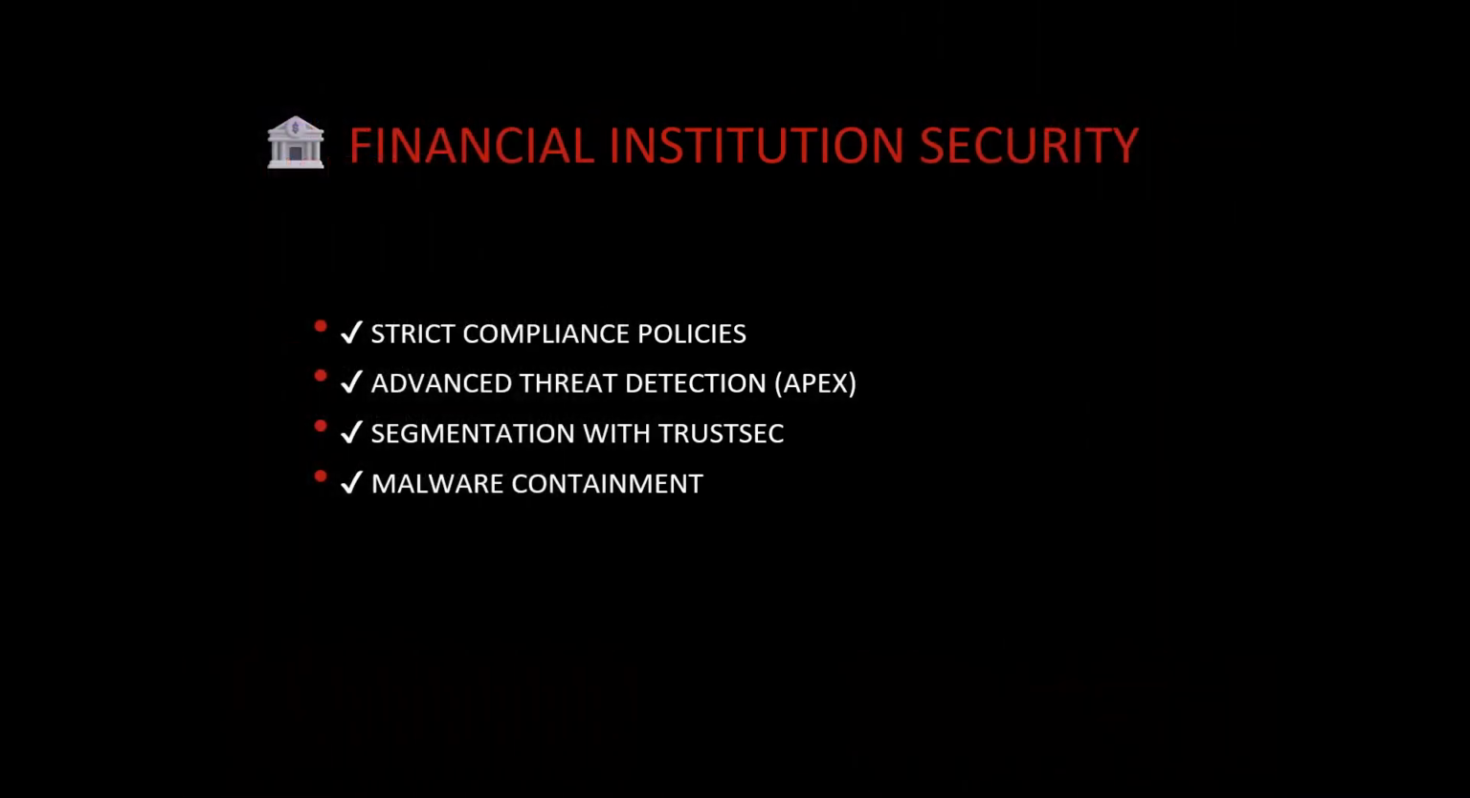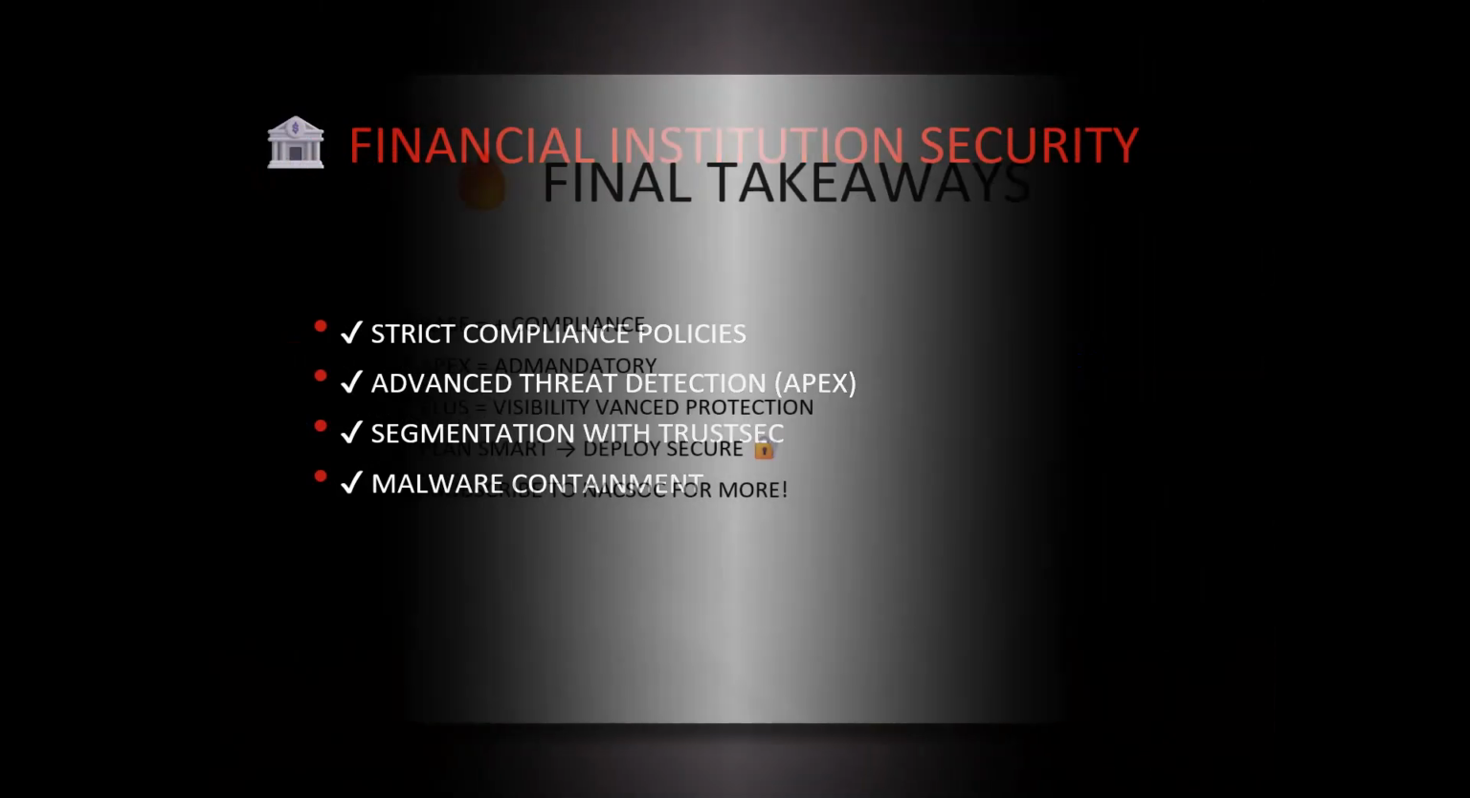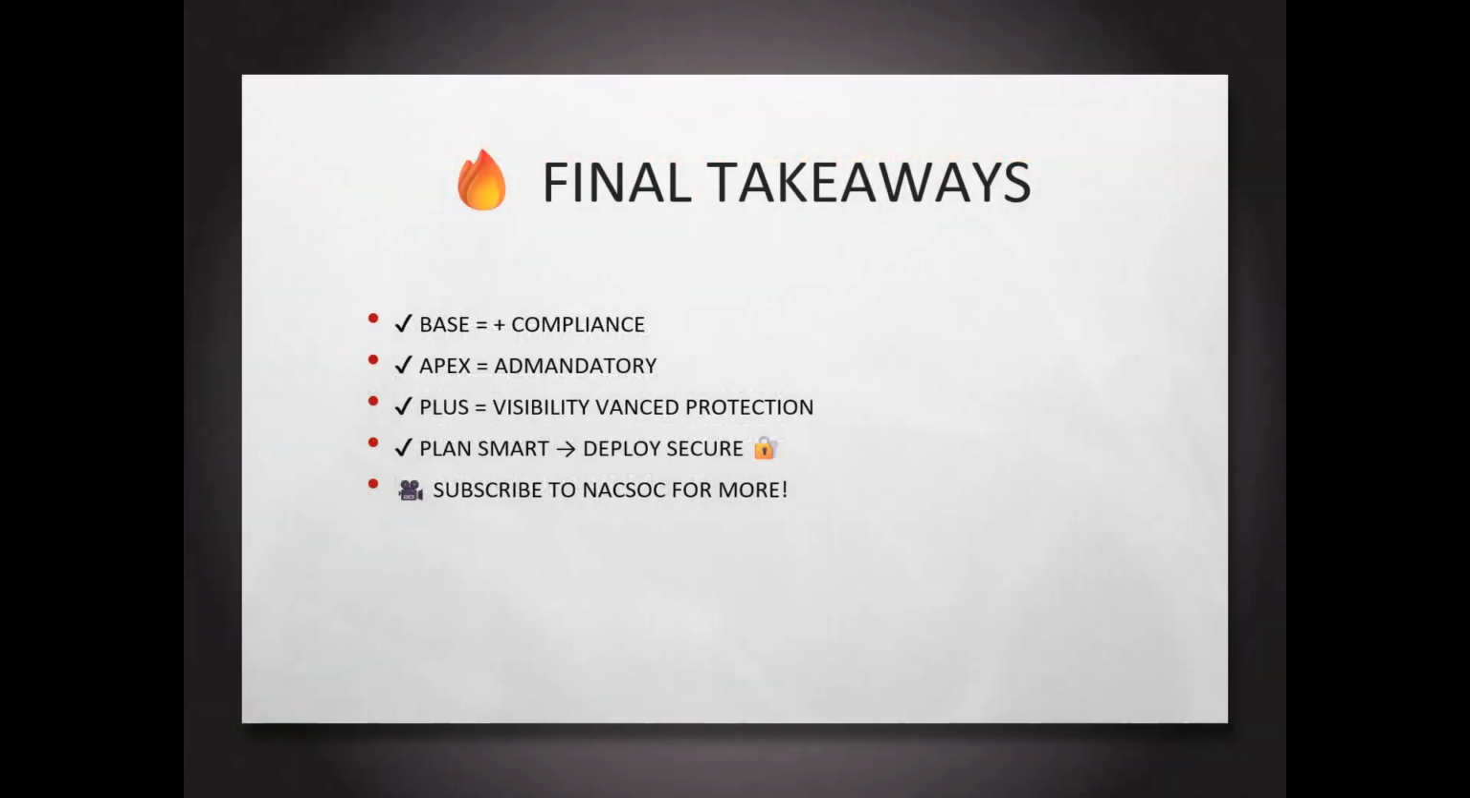So the final summary is simple. Base license gives authentication and foundation. Plus license gives visibility and compliance. Apex license gives advanced threat protection. Before purchasing licenses, count concurrent endpoints, identify required features, plan for future growth, and monitor usage regularly. Smart licensing planning ensures a stable and secure deployment.